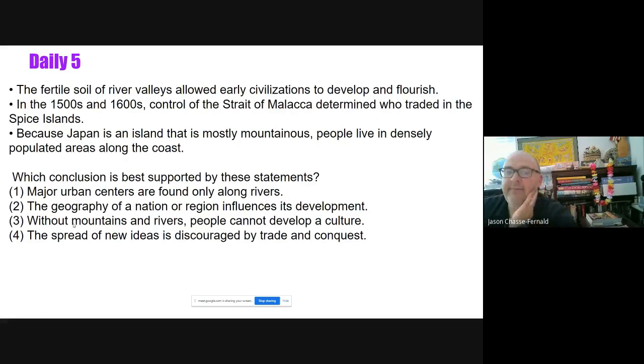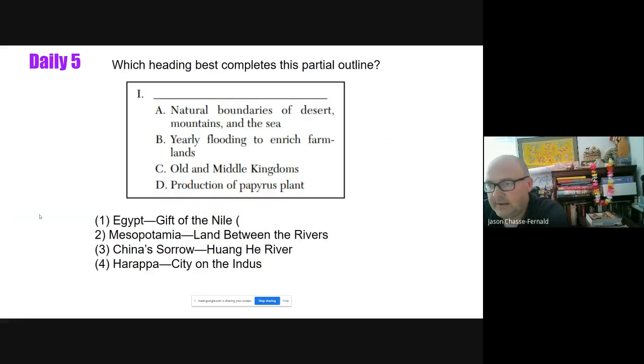All right, so our daily 5. Feel free to pause and read, and answer the question. And welcome back. So the correct answer here, hopefully you got it, was 2. All right. Next one. So go ahead and pause.